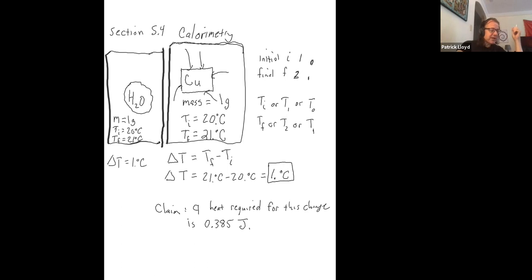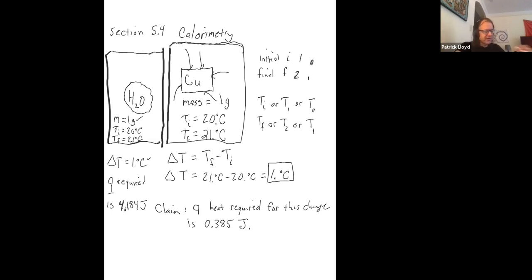And now here's my claim. If this is 1 gram and our temperature changes from 20 to 21, the amount of heat required for this process, the amount of heat that we had to add to the water in order to make it change its temperature, is 4.184 joules. And we're using the units joules here. There are other units of energy out there.